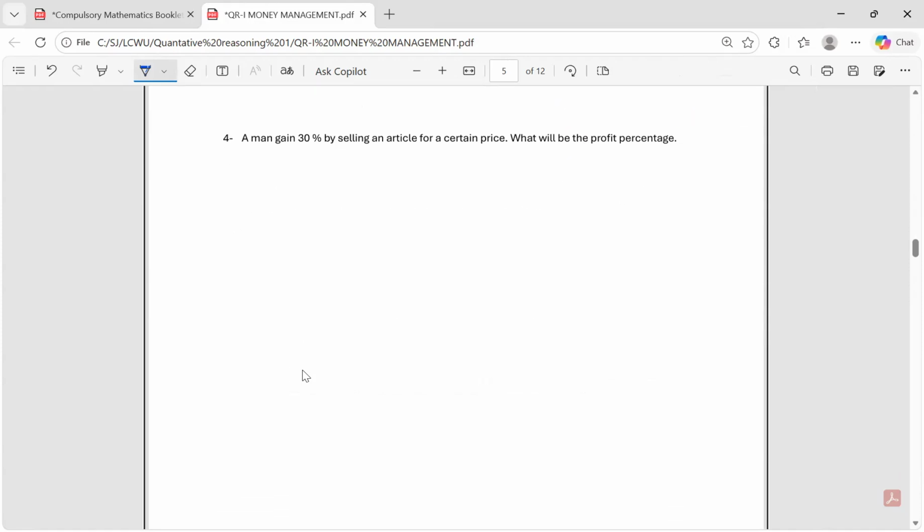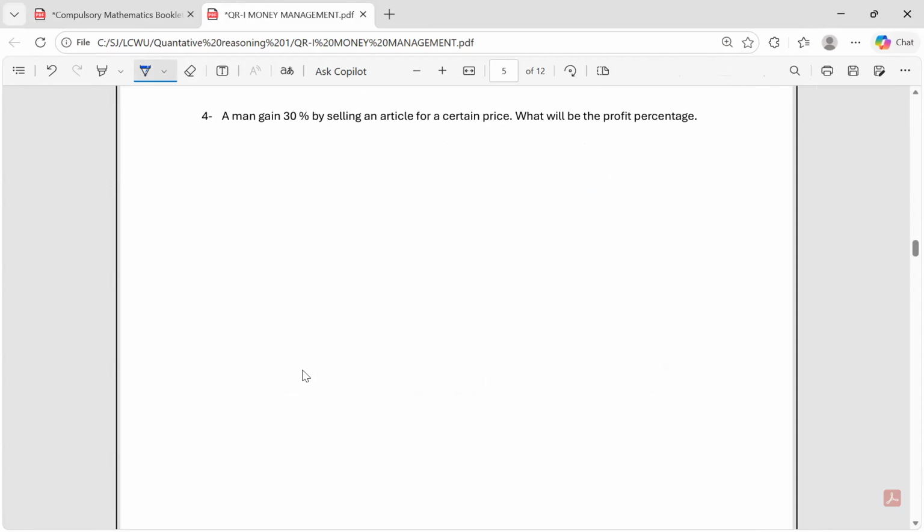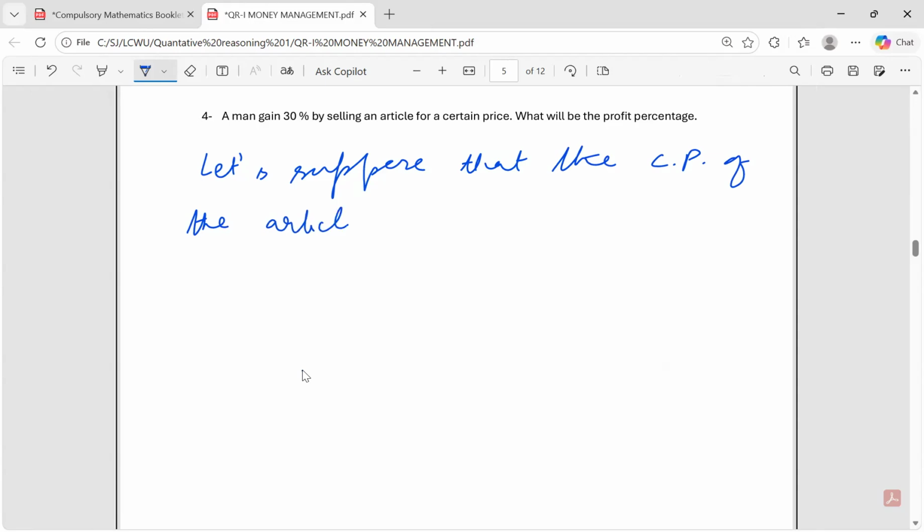A man gains 30% by selling an article for a certain price. What is the profit percentage? So you are given the gain, you need to find the profit percentage. Let's suppose that the cost price of the article is X rupees.